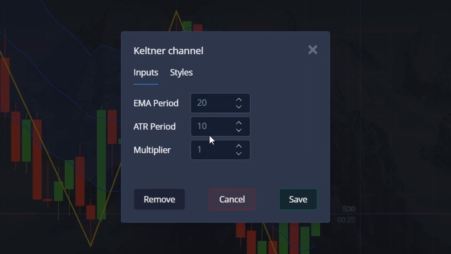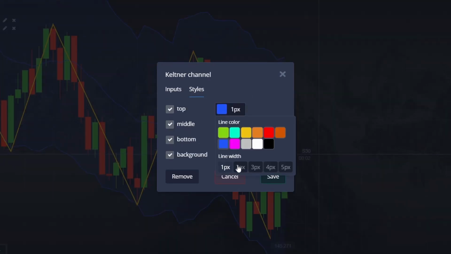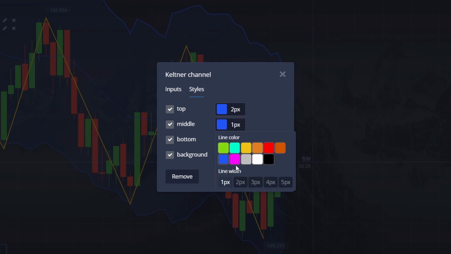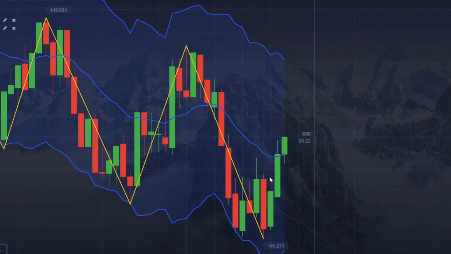And let me change some parameters of the Keltner Channel. Everything else I will leave as default. So here in these parameters, I'm just going to use an EMA period of 20, ATR of 10, and I'm going to increase the multiplier to 2. I'm also going to increase the width of this line of the Keltner Channel, this one here, and save.